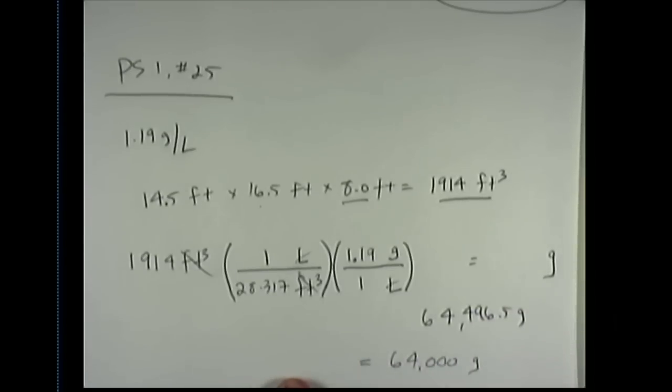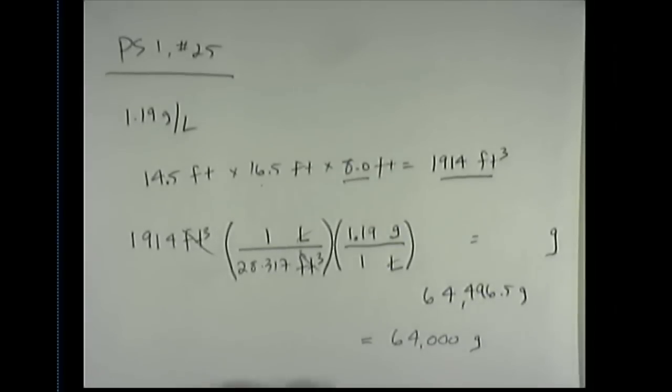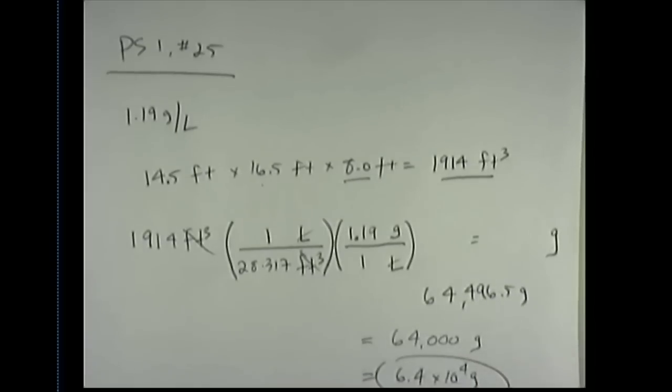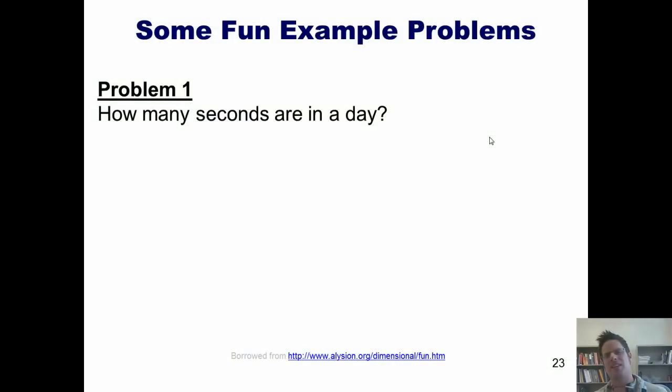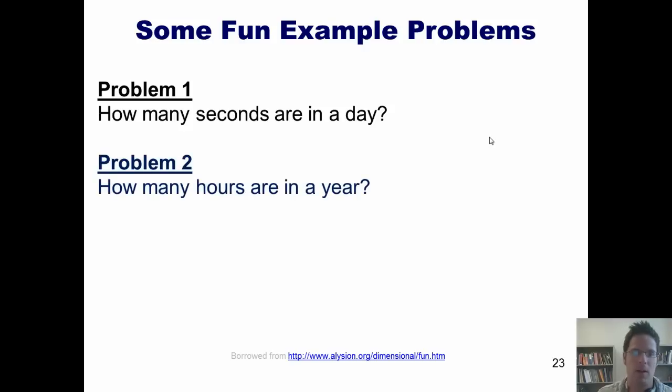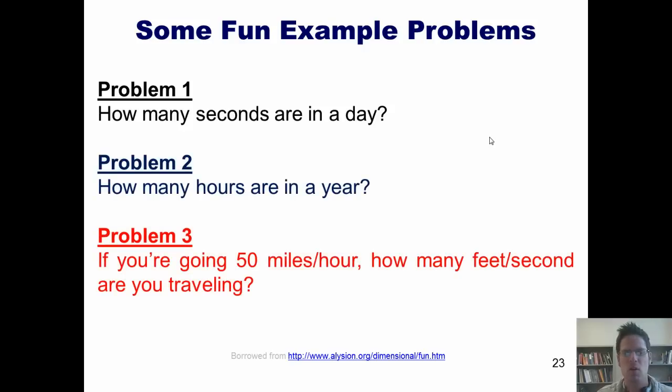64,000 grams. Now, if I want to, I can go ahead and convert that into scientific notation, which is 6.4 times 10 to the 4th grams. I now end with some example questions just for you to practice interconverting between different units. First one, how many seconds are in a day? Next one, how many hours in a year? Next one, if you're going 50 miles per hour, how many feet per second are you traveling?